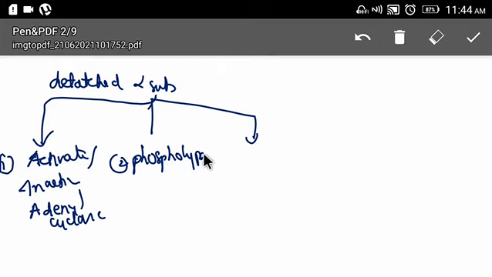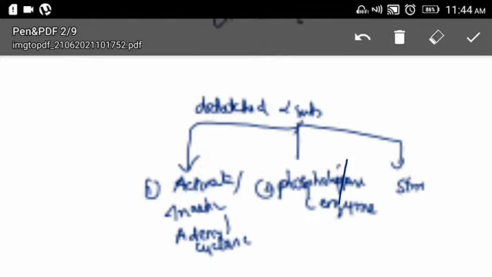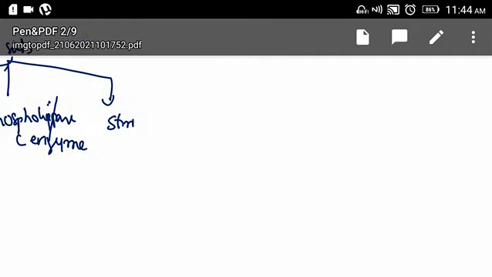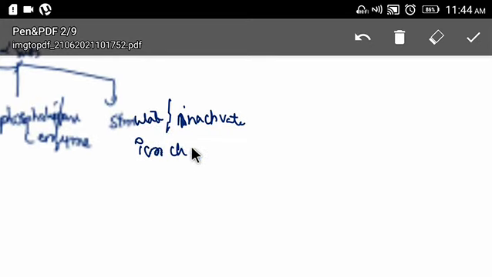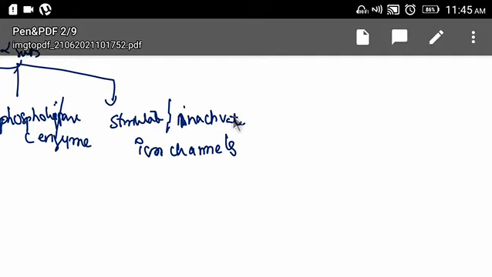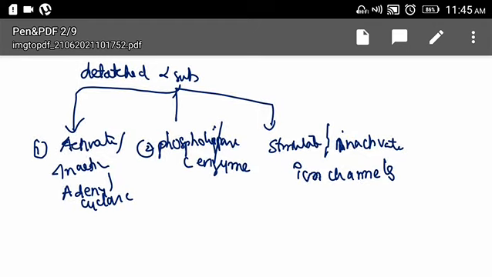Phospholipase C enzyme. The third thing it can do is stimulate or inhibit ion channels. It can stimulate or inactivate ion channels. So any of these things can be done by this detached alpha subunit.